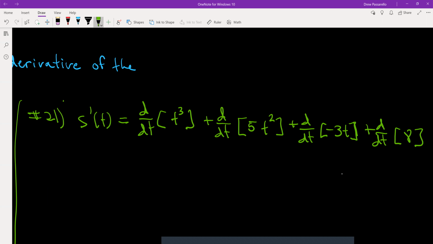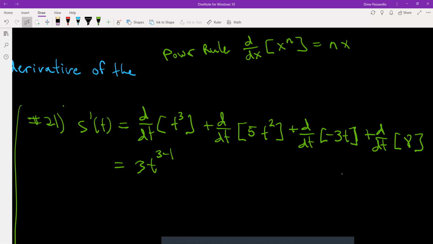And so from the last video, if I were going to take the derivative of t cubed, I would use the power rule. And the power rule says I drop down the exponent, so drop down 3, and then you have t raised to the, and then you subtract 1 from the exponent, 3 minus 1. All right, so that's the power rule.